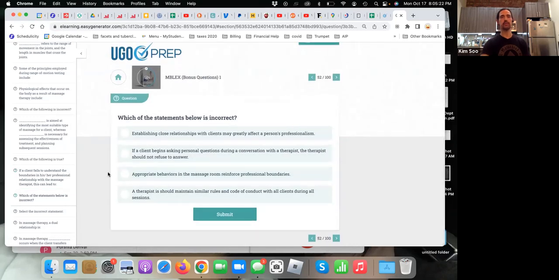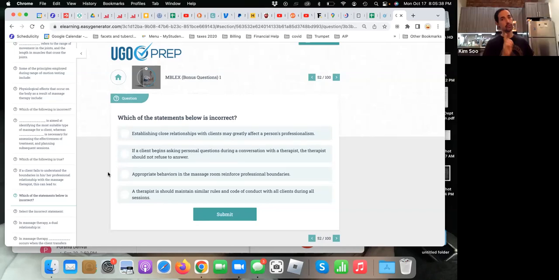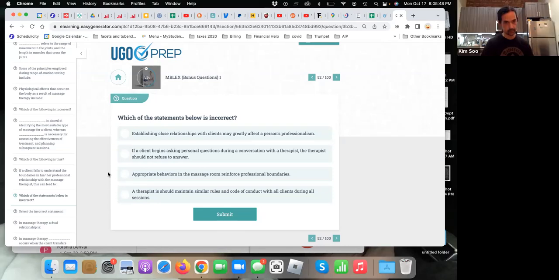Which of the statements below is incorrect? Establishing close relationships with clients may greatly affect a person's professionalism. Is that true or false? That's your professionalism, it's true. Is that correct or incorrect? Yeah, that's a correct statement, a true statement.